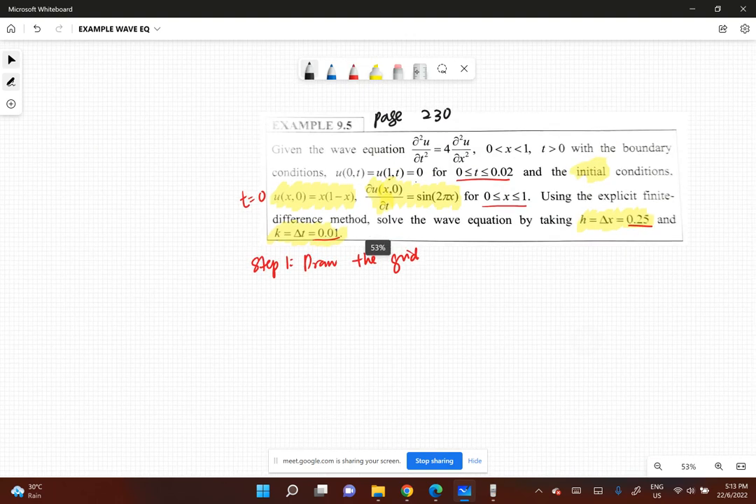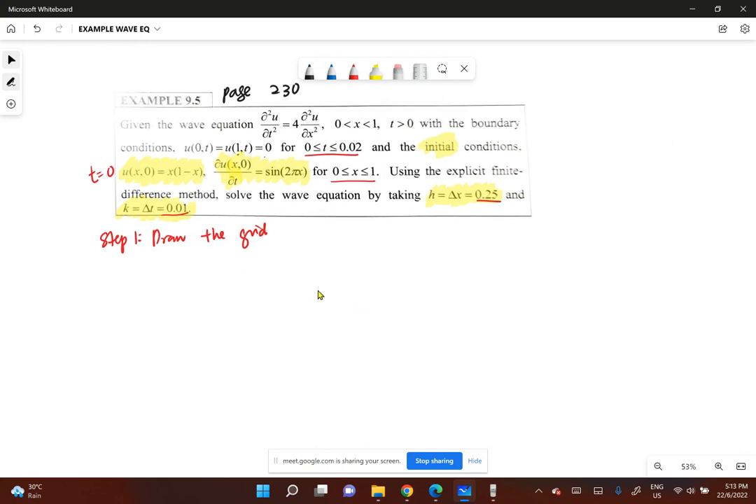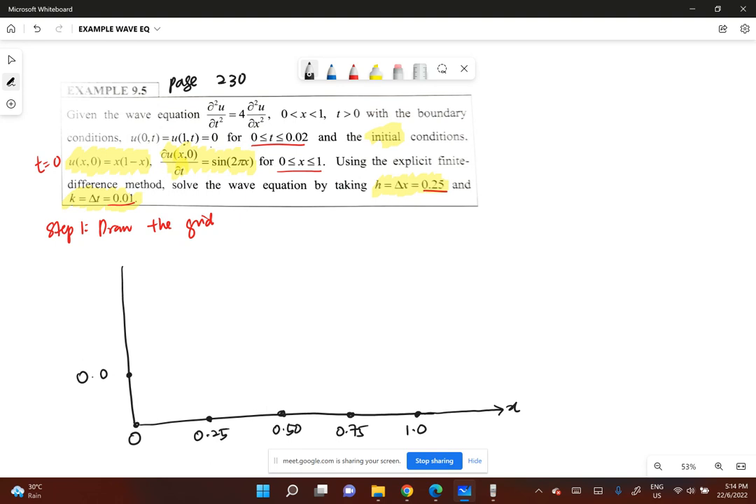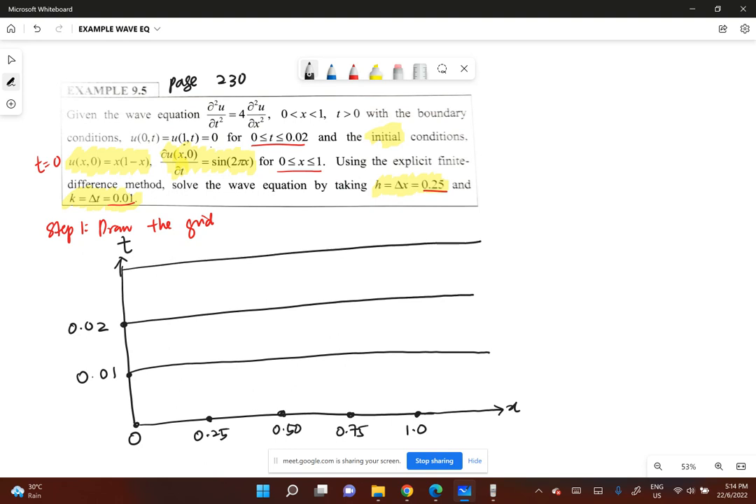So I draw the grid. This is 0, and I make the step size a bit bigger: 0.25, 0.5, 0.75, 1.0. This is x. And for t, 0, 0.01, 0.02, and this is t. And then I draw the grid up to the top.